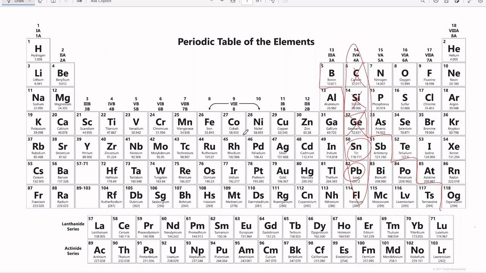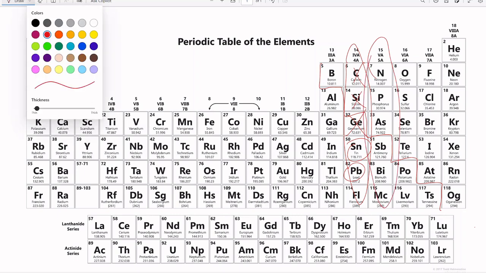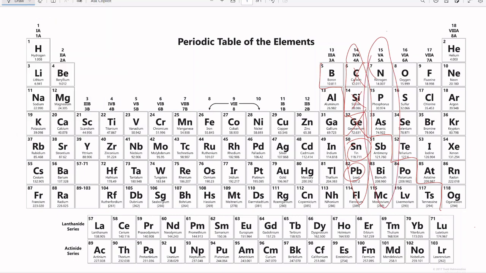Next, we have nonmetals in group 5A. So group 5A is here. We want the nonmetals this time. The nonmetals are to the upper right of the periodic table beyond the dividing line. So on the line we have arsenic, so that one doesn't count. But above the line we have phosphorus and nitrogen. So those will be our nonmetal choices.